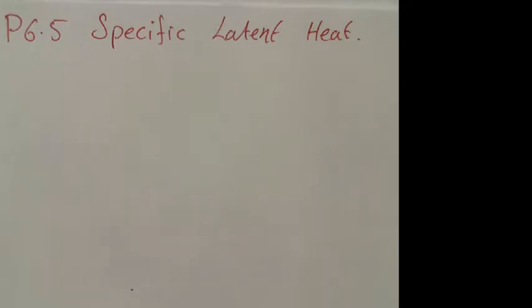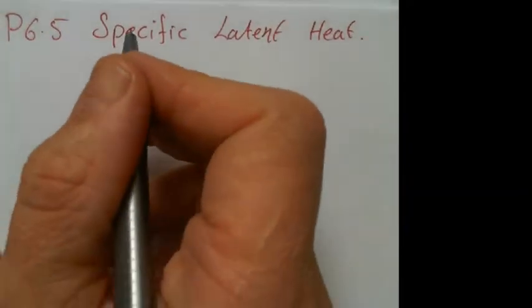Okay, so P6.5, specific latent heat. Last lesson we were talking about latent heat, and I said that that was how much energy is required to change state, and which state you're changing to will be different amounts of energy. Specific latent heat is a bit more specific.